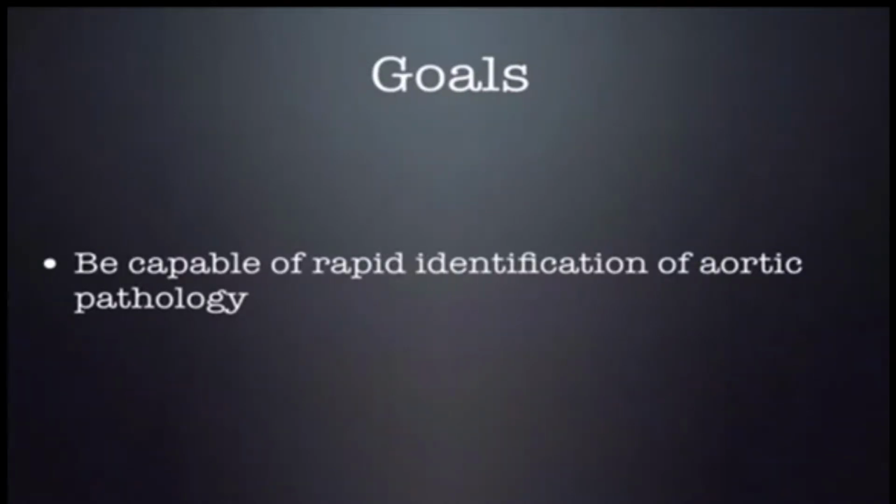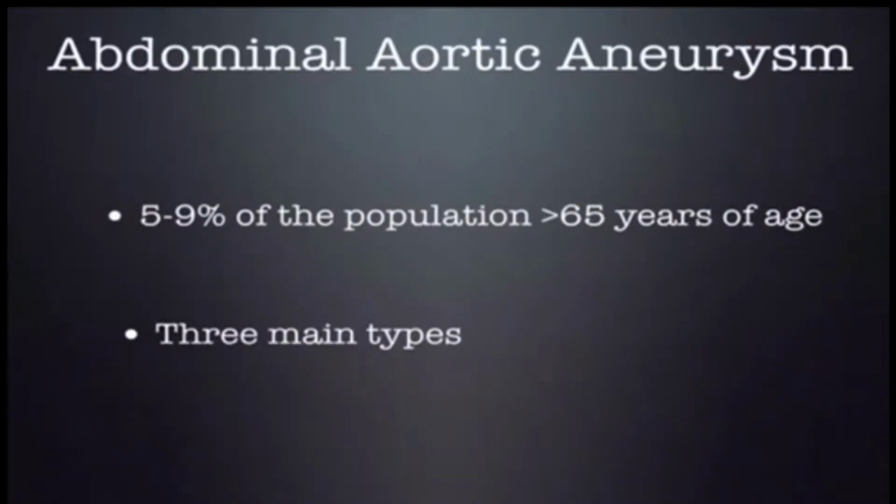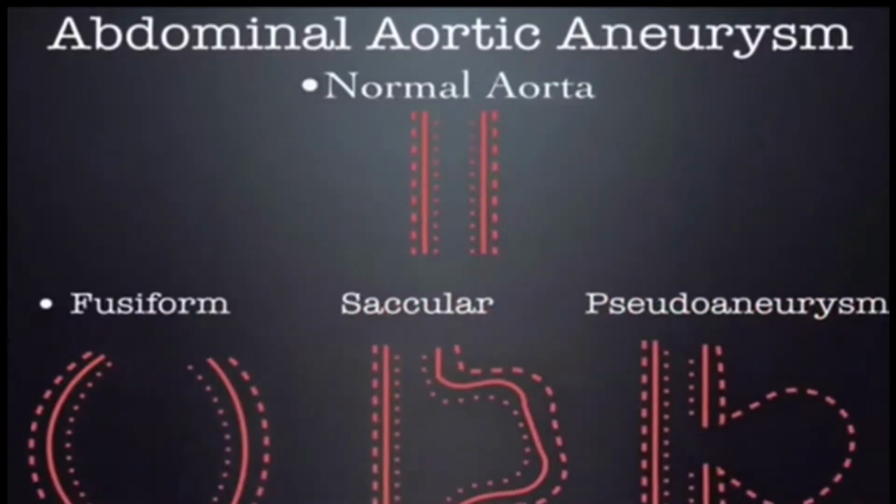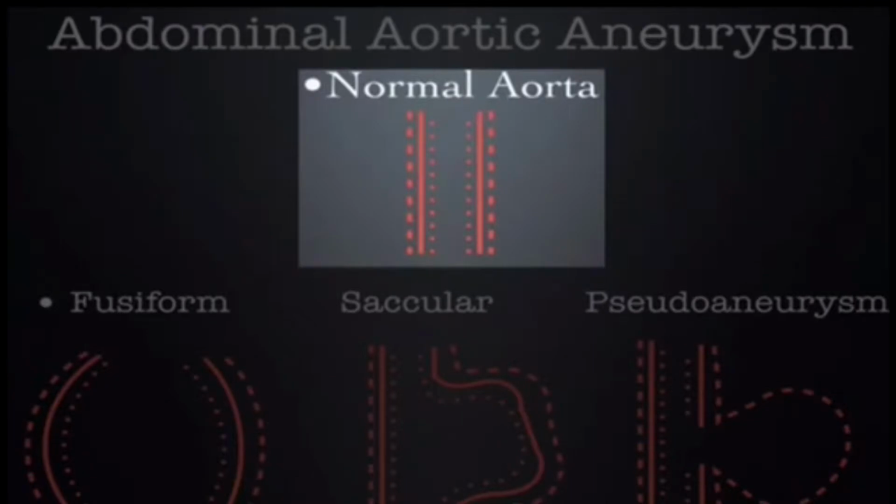Well, first let's talk about some of the basics of abdominal aortic aneurysm. It affects 5 to 9% of the population greater than 65 years of age, and there are three main types. At the top of your screen, you can see a representation of a normal aorta, and it's intended to indicate the three different layers: the intimal layer, the tunica media, and the adventitial layer.